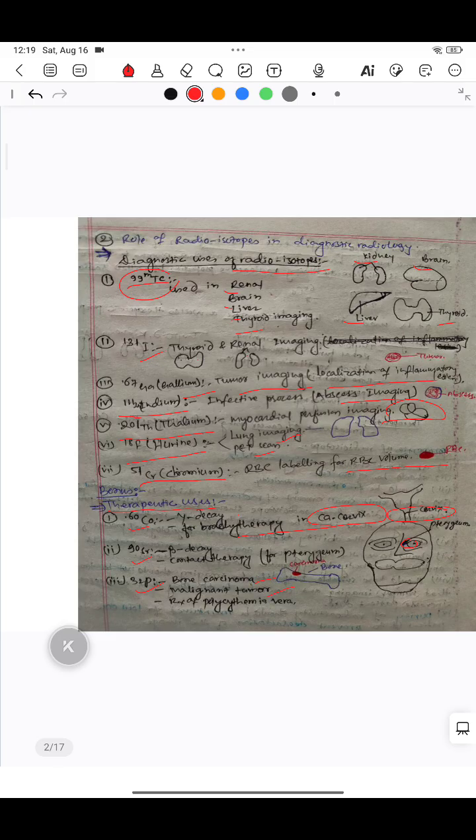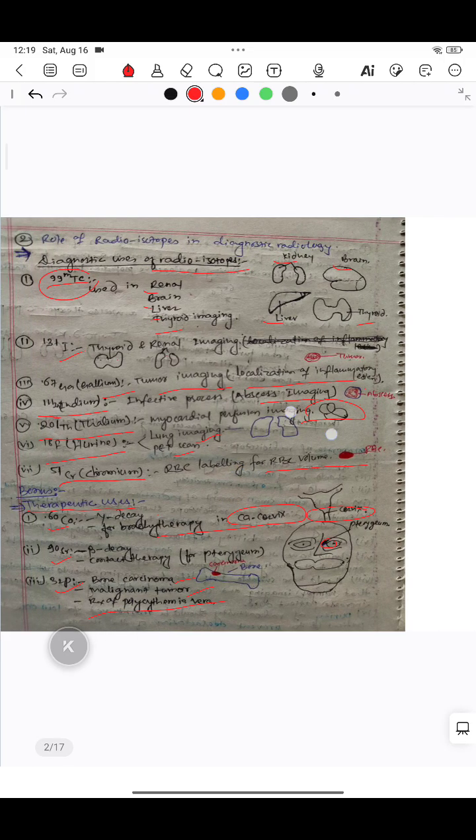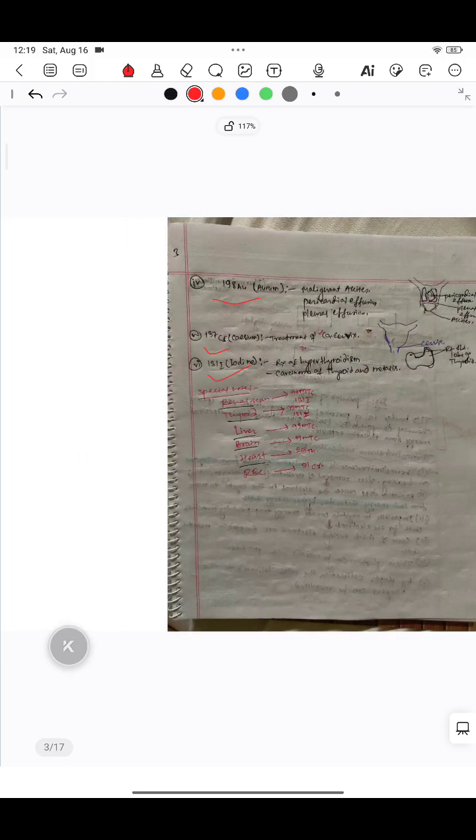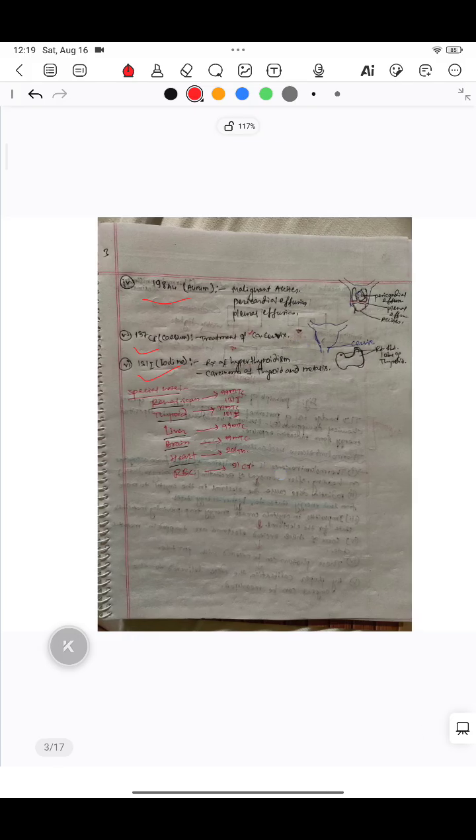Phosphorus is for bone carcinoma, malignant tumor, and treatment of polycythemia vera. Then aurum 198 is for malignant ascites, pleural effusion and pericardial effusion. So whatever the effusion, we use aurum. Caesium 137 is for treatment of carcinoma of cervix, so cobalt and caesium are used for carcinoma of cervix. And iodine is for treatment of hyperthyroidism, carcinoma of the thyroid and metastasis.